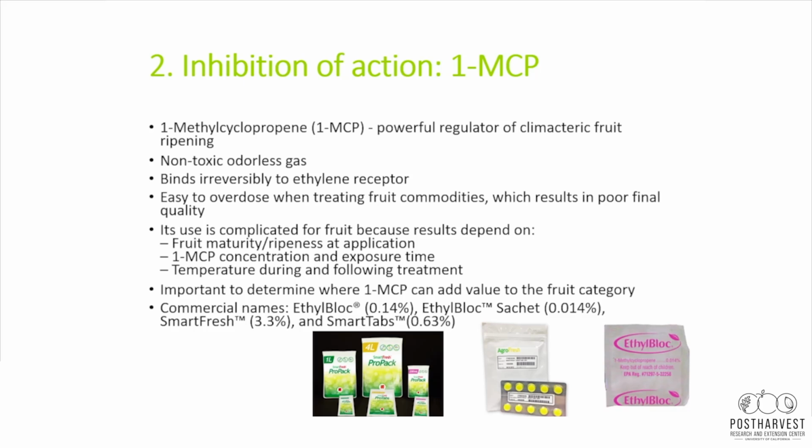However, many plants can produce more receptors later. So if there's no MCP in the room, they will be able to perceive ethylene and ripen normally. However, one of the issues is it's very easy to overdose when treating fruit commodities. And then this will result in poor final quality.